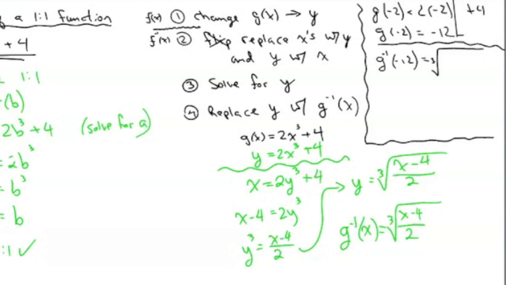So the cube root of negative 12 minus 4 divided by 2, that would be the cube root of negative 8, which is negative 2. So g inverse of negative 12 is negative 2. It's a neat property. It undoes what was done.